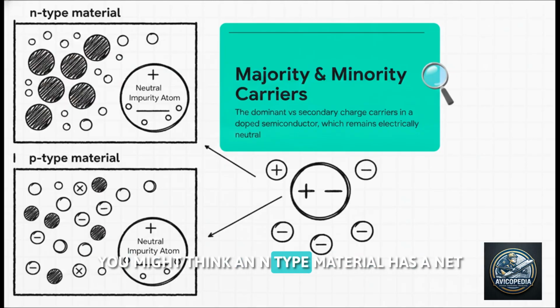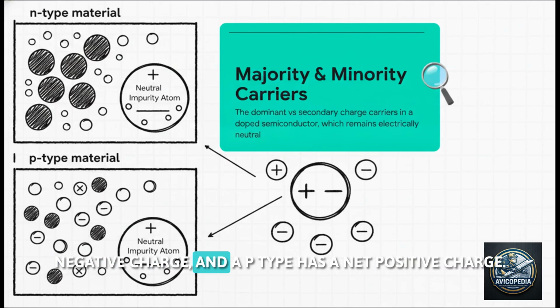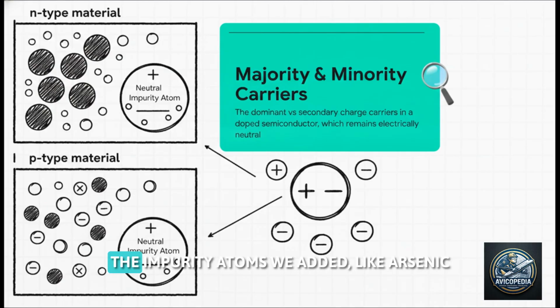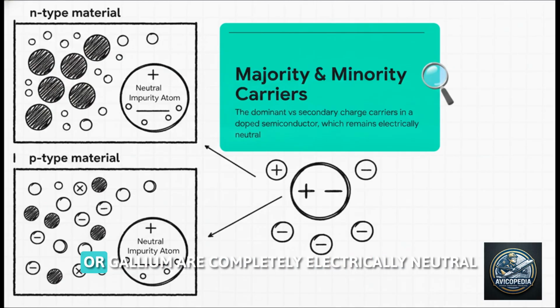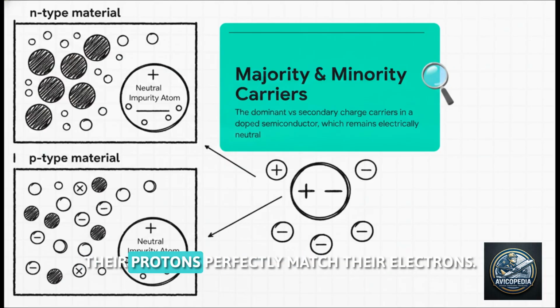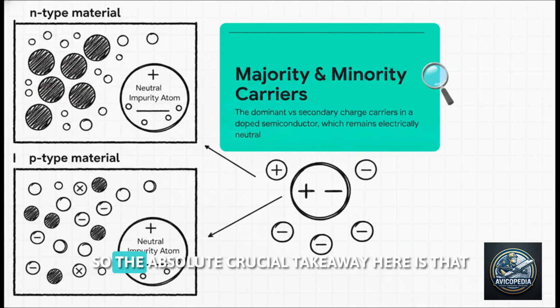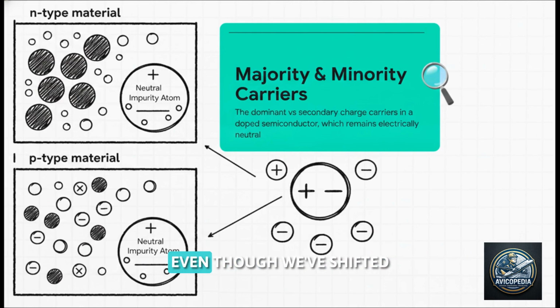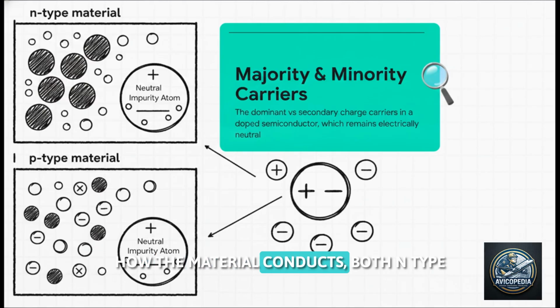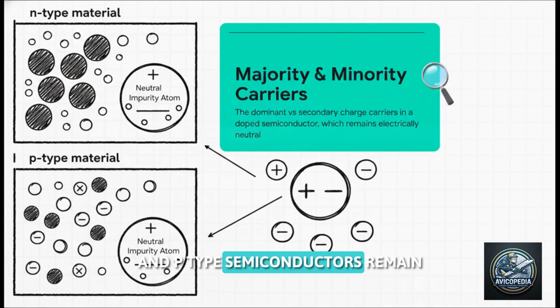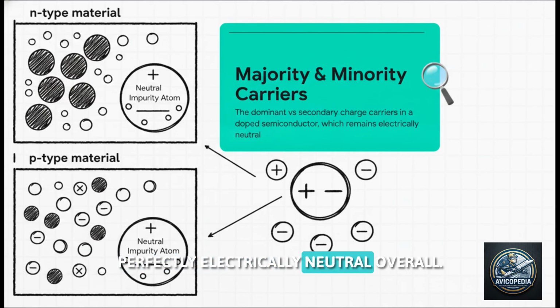You might think an n-type material has a net negative charge and a p-type has a net positive charge. Nope, they don't. The impurity atoms we added, like arsenic or gallium, are completely electrically neutral to begin with. Their protons perfectly match their electrons. So the absolute crucial takeaway here is that even though we've shifted how the material conducts, both n-type and p-type semiconductors remain perfectly electrically neutral overall.